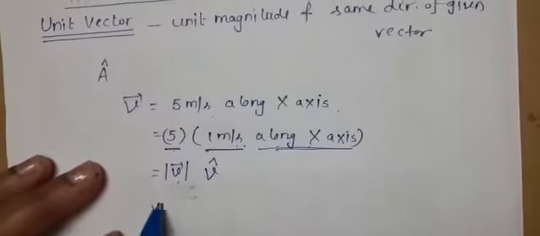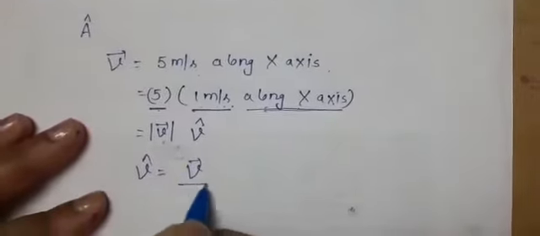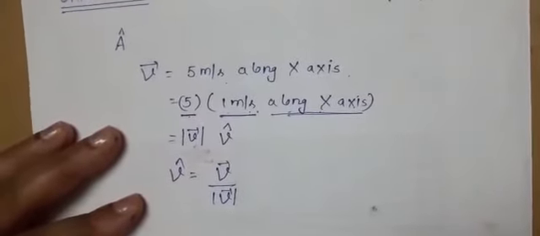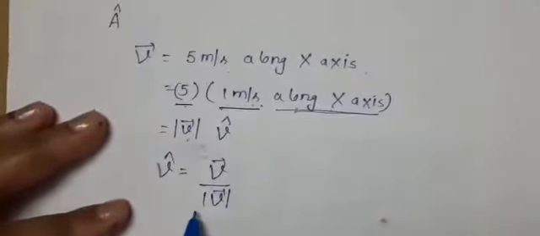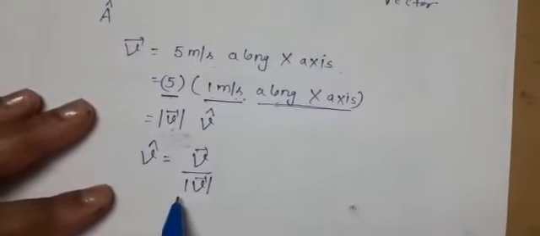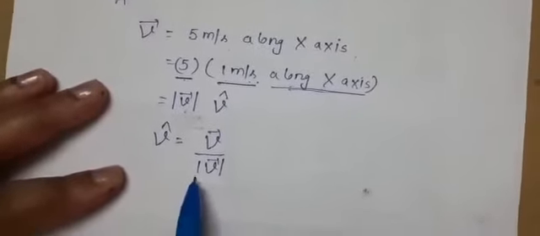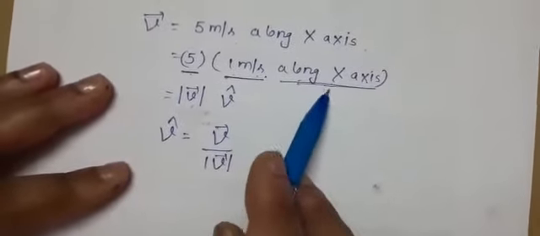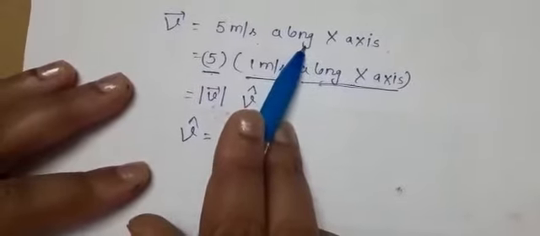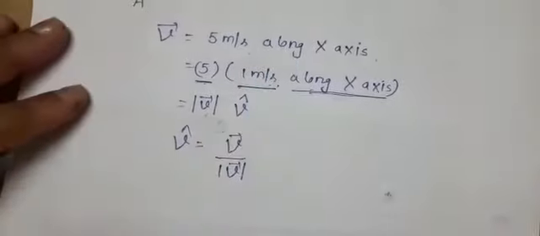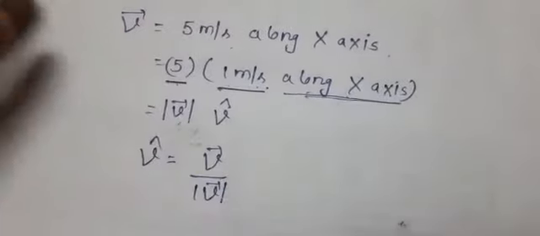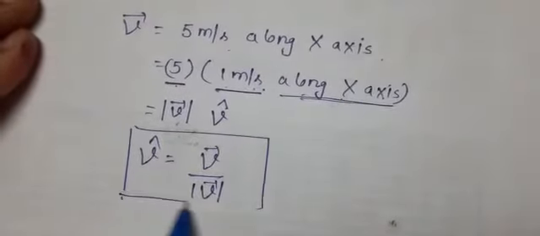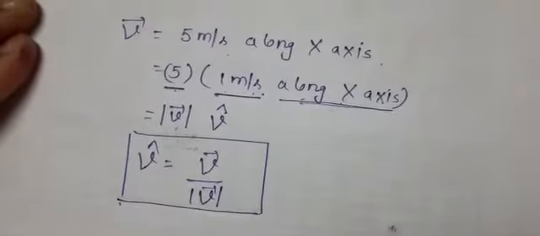So a unit vector is given by the vector divided by its magnitude. Basically, when we take a unit vector, it has unit magnitude and the same direction as the given vector. So 1 meter per second along the x-axis is a unit vector pointing along the direction of the velocity vector of 5 meters per second along the x-axis. So this is one formula to find the unit vector of a given vector.